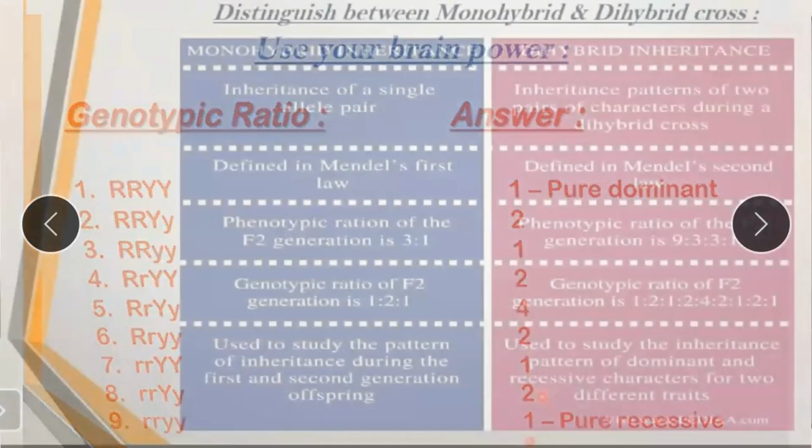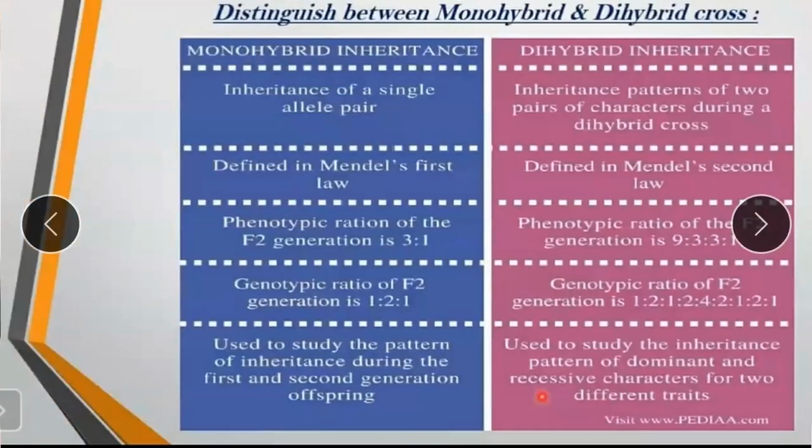So in this way you can do it. And you have to take a screenshot of this, the distinction between monohybrid and dihybrid cross. In exams it can be asked: differentiate between monohybrid and dihybrid cross. So in this way you can differentiate both crosses. Okay, one time I can repeat this. What is monohybrid inheritance? Inheritance of a single allele pair. Dihybrid inheritance is an inheritance pattern of 2 pairs of characters during a dihybrid cross. Monohybrid inheritance is defined in Mendel's first law, and dihybrid inheritance is defined in Mendel's second law.